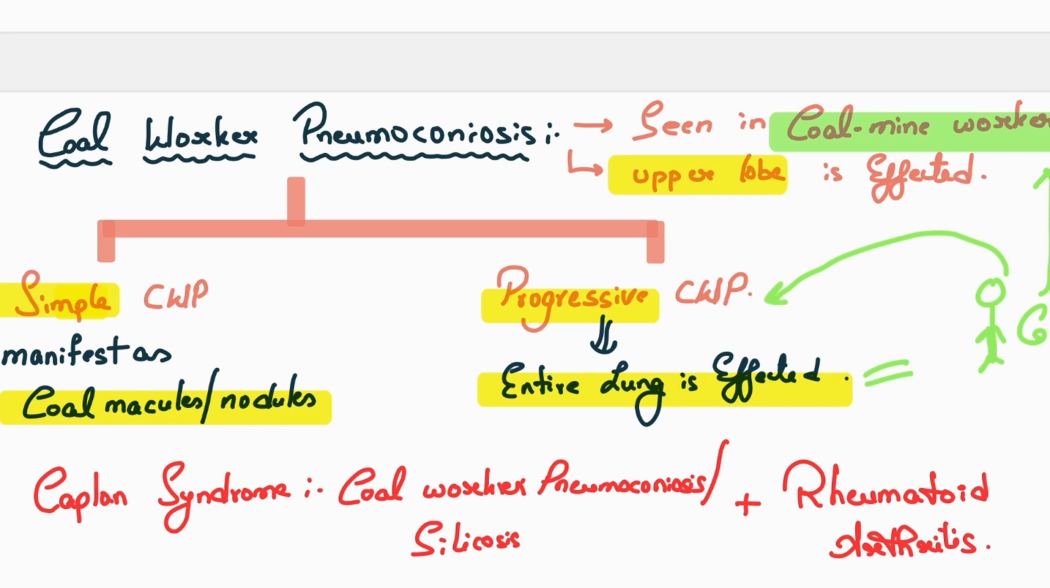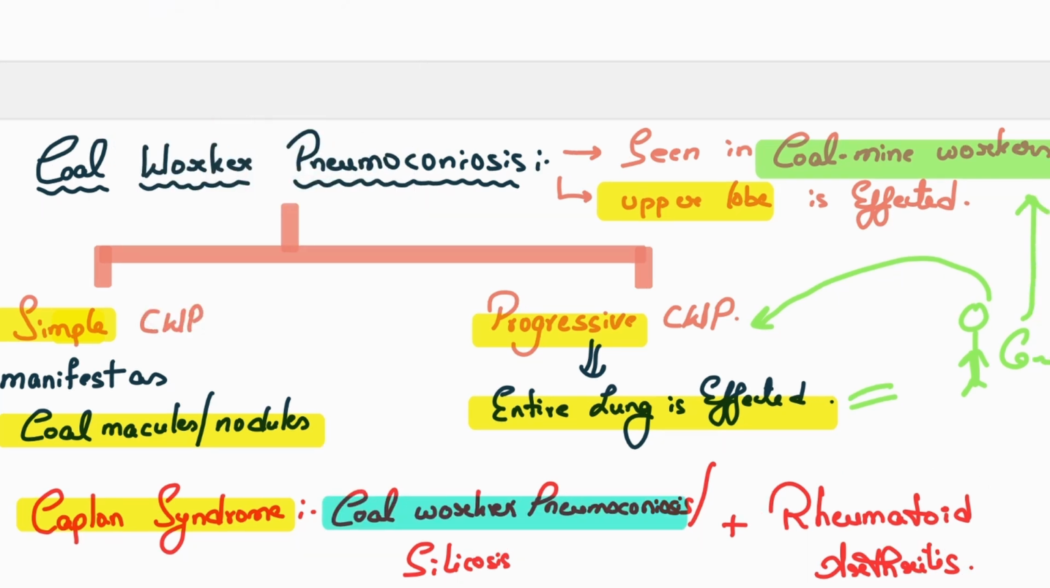And the most important point that one should remember is Caplan syndrome. This Caplan syndrome is very important. There is a chance of getting it in your NEET examination. What is this Caplan syndrome? If a person is having coal worker pneumoconiosis or silicosis in addition to rheumatoid arthritis, we say that he is suffering from Caplan syndrome. Syndrome is a group of symptoms. Like what kind of symptoms is he having? He is having the symptoms related to rheumatoid arthritis and coal worker pneumoconiosis or silicosis.